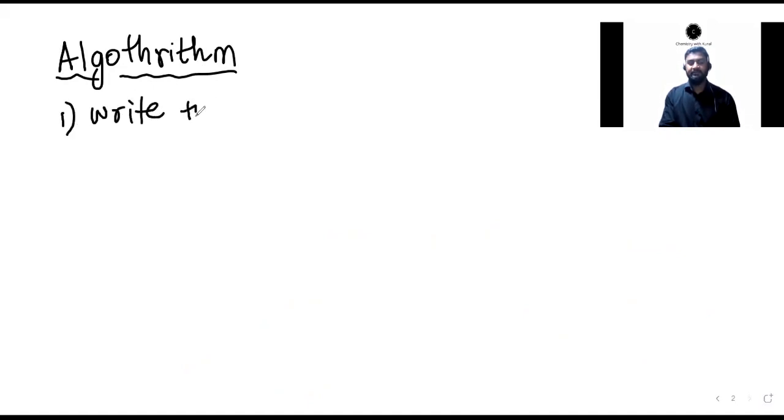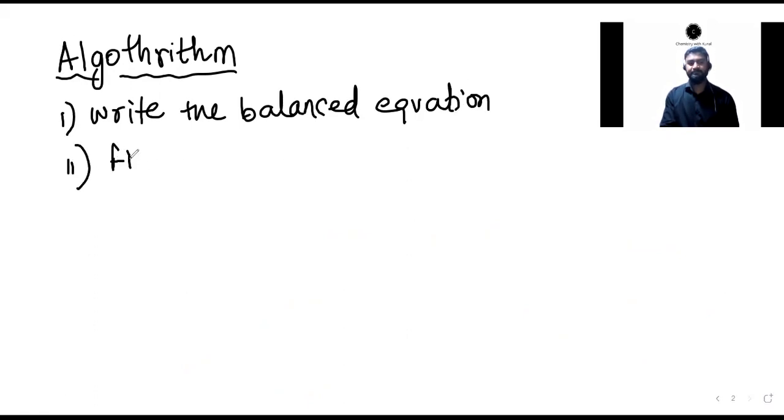See, I'm going to give one algorithm. Algorithm seems very fancy nowadays. I'm going to tell you one algorithm to do any question that you have in stoichiometry. Please follow this algorithm to do questions. So the algorithm goes like this. First, write the balanced equation. The first thing is to balance the equation and then write it. Once you're done writing the balanced equation, find moles, or I would say write moles and read it.